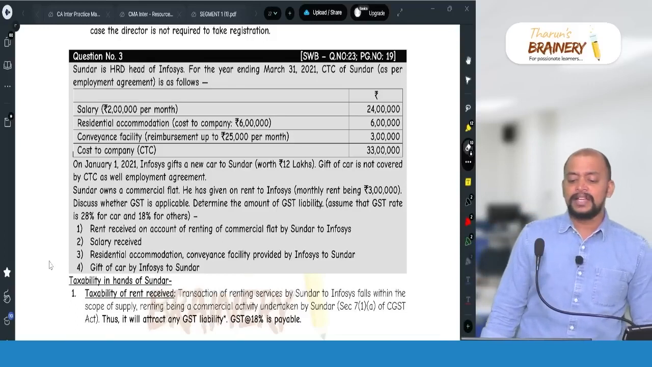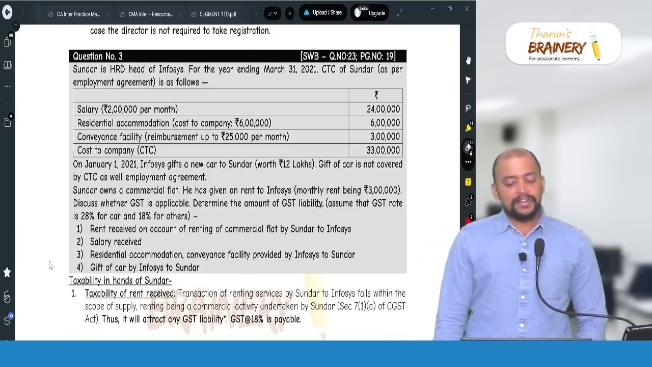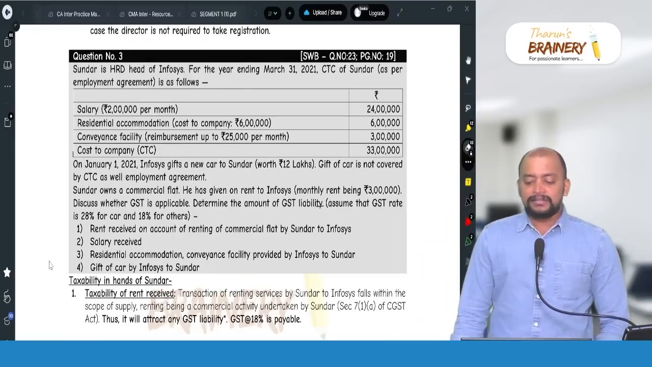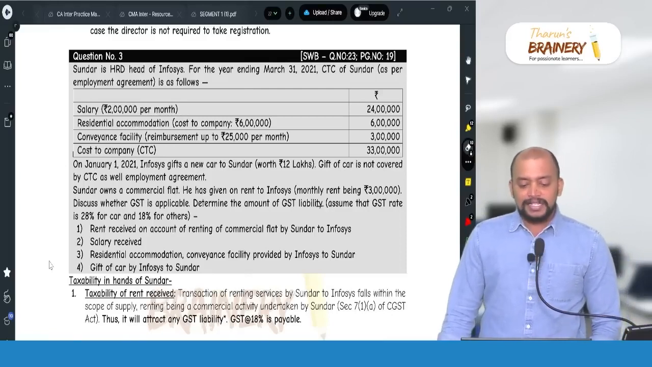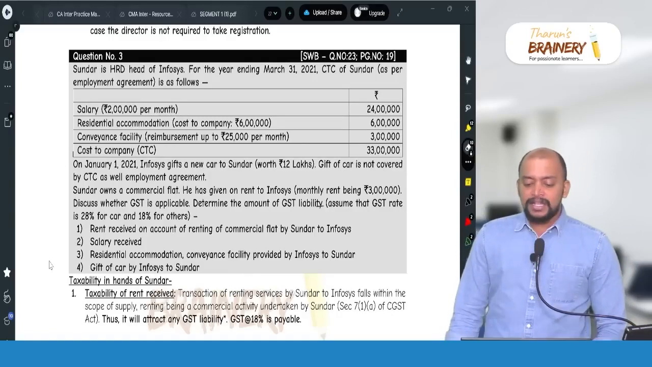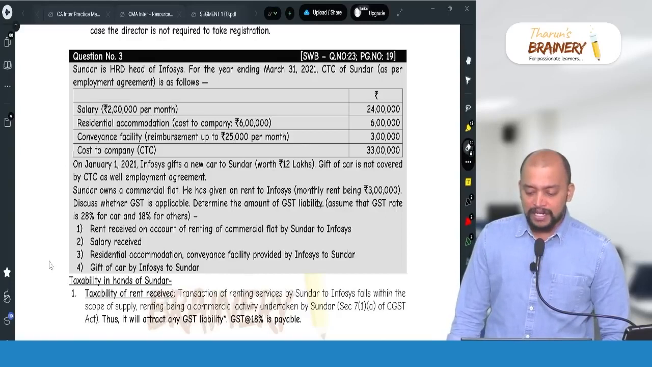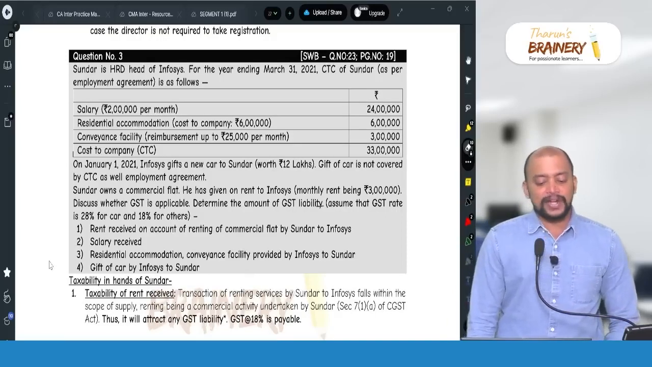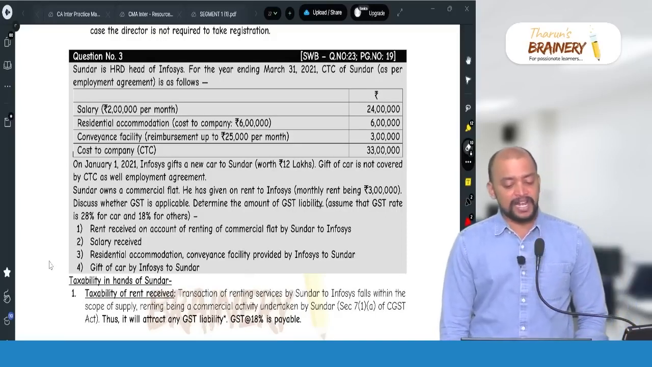Sundar owns a commercial flat. He has given on rent to Infosys, monthly rent being 3 lakhs. Discuss whether GST is applicable. Determine the amount of GST liability. Assume that GST rate is 28% for car and 18% for others.